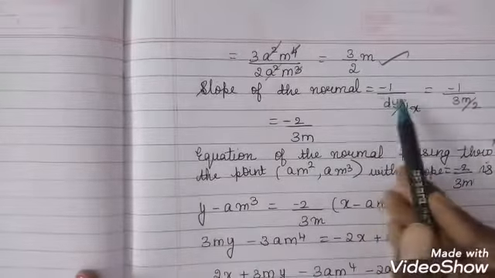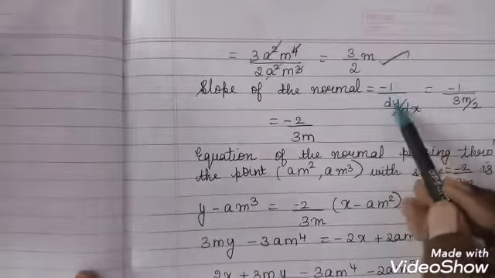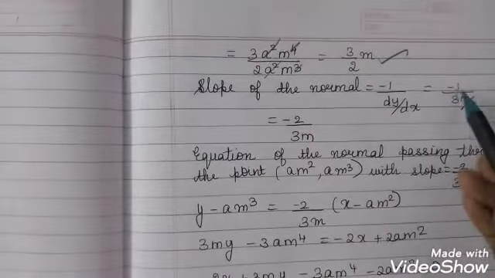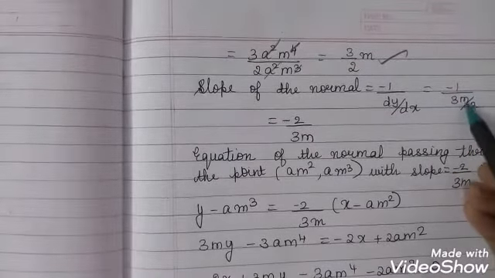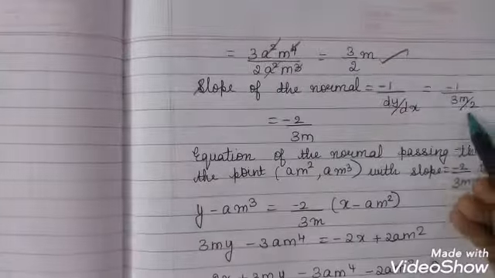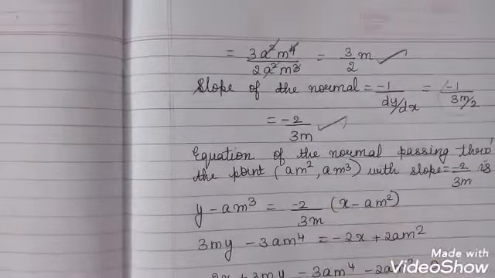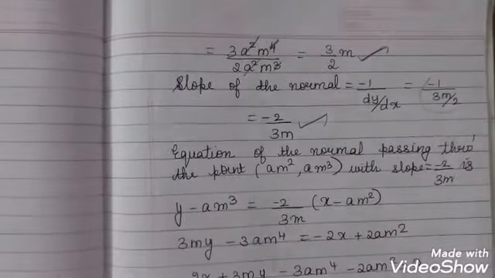So what is the slope of the normal here? It's −1 by dy/dx. So you will have it as −1 divided by 3m/2. What is it equal to here? When you take the reciprocal, it's −2/(3m). This is what you have here.